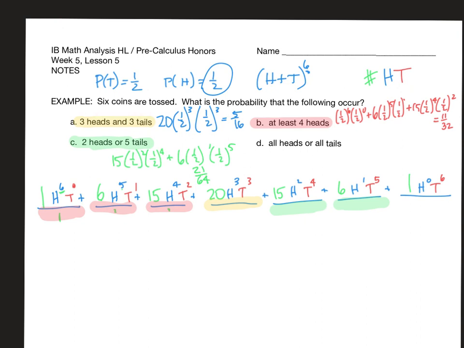21/64. And then the last one, and I'm almost out of highlighter colors, so we'll use blue. All heads or all tails. That happens on this end and at this end. So again, let's fill in what we know. I'm going to have 1/2 to the 6th. 1/2 to the 0 is just 1, so I'm not going to put that in. Plus 1/2 to the 6th, which should equal 1/32.